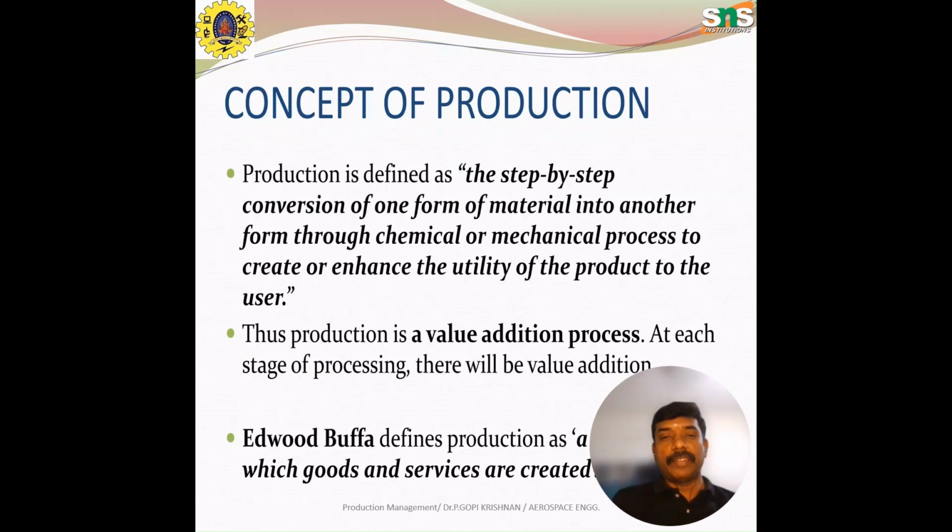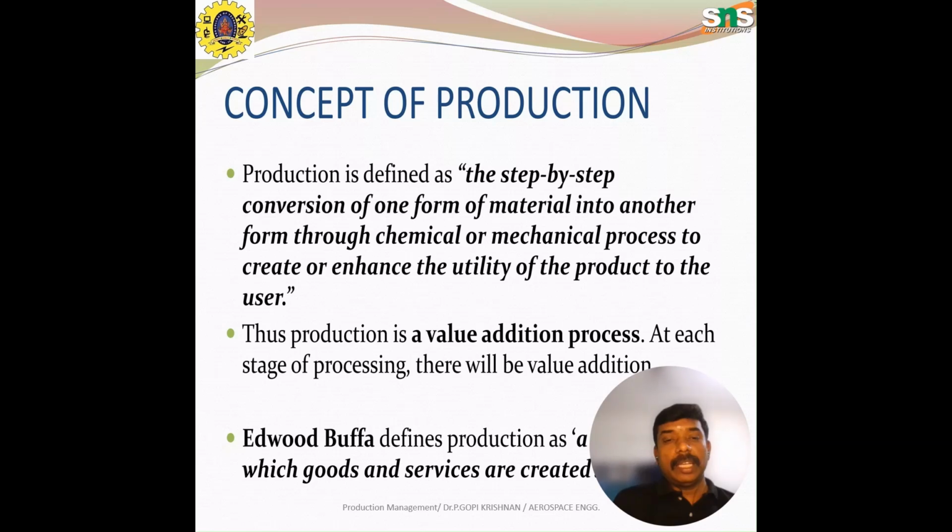Now let us see the definition for the term production. Production is defined as the step-by-step conversion of one form of material into another form through chemical or mechanical process to create or enhance the utility of the product to the user. Ultimately, we create the products to be used by the end customer or the end user. So, for getting the final product in the final geometry, size, or shape, or with the required characteristics or qualities, we need to convert the material to the final form.